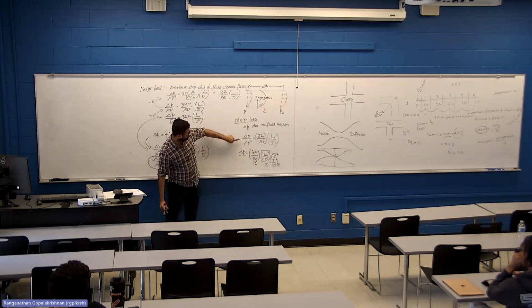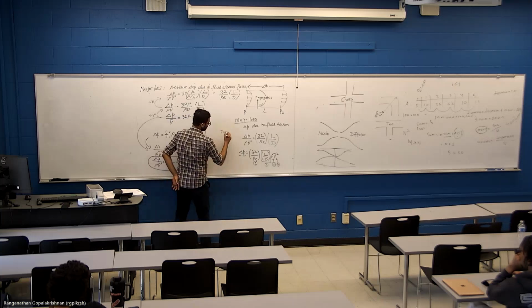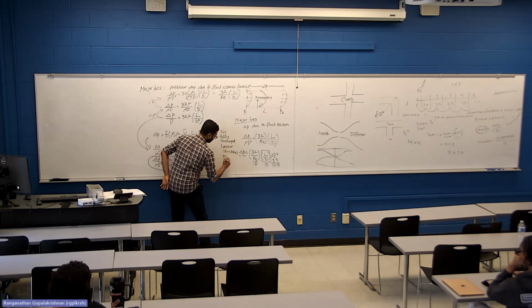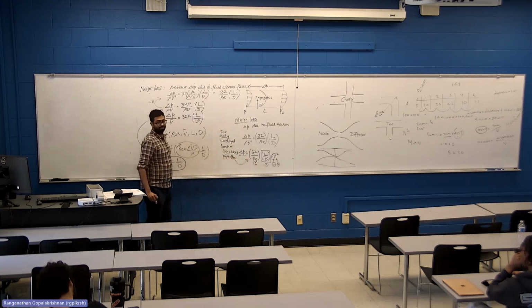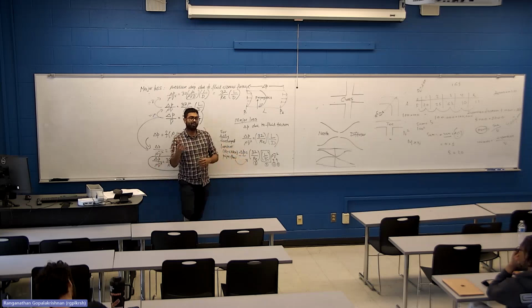And as you can see from here, major loss for a fully developed laminar pipe flow, meaning Reynolds number is less than 2300, is given by this formula. It scales inversely as Reynolds number, which means, what does that mean? It scales inversely as Reynolds number.